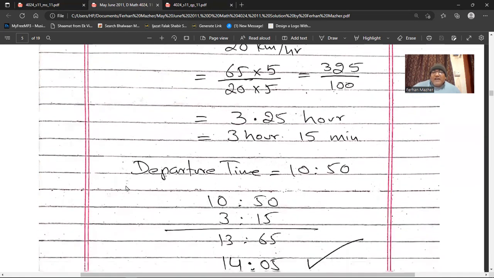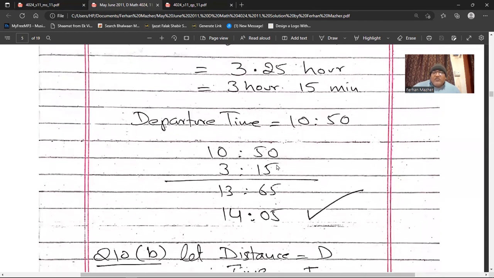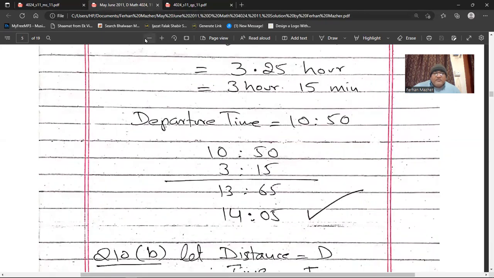So your departure time is 10:50. In that, I will add 3 hours 15 minutes. So 50 plus 15 will be 65 minutes. 10 plus 3 is 13 hours. Out of the 65 minutes, 60 minutes will be taken to this side, so it will become 14 hours and 5 minutes. So 14:05. At this time, they will arrive at their destination. Our answer is right.